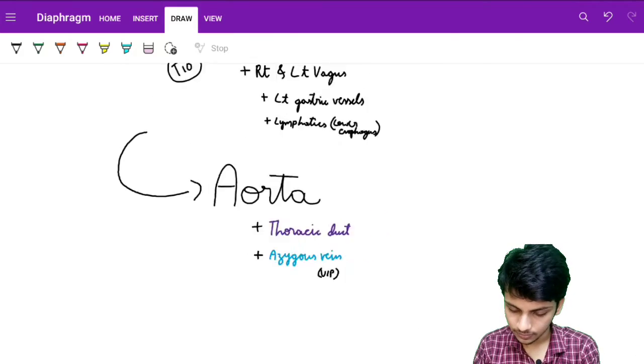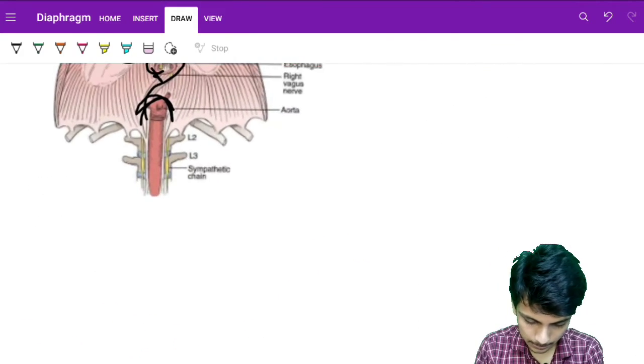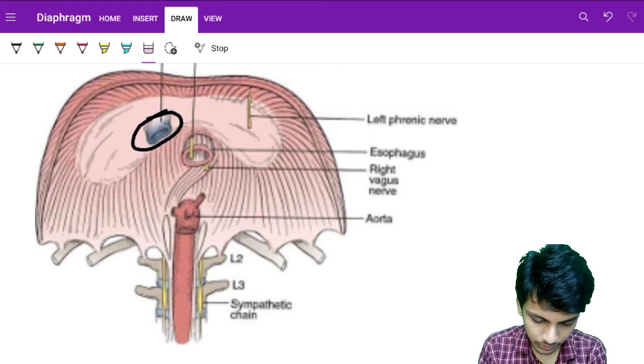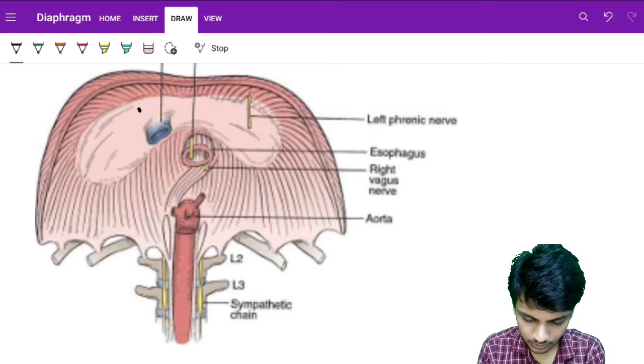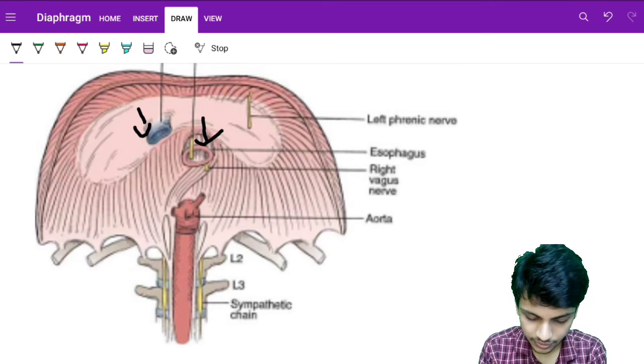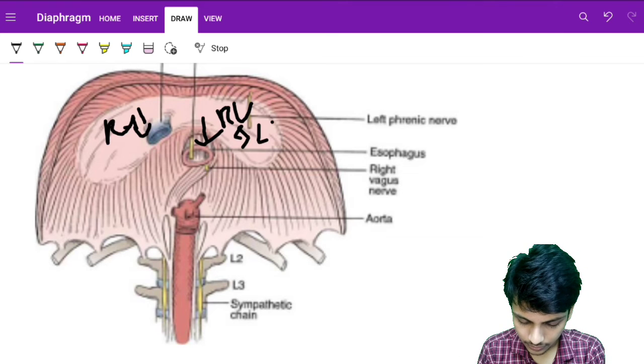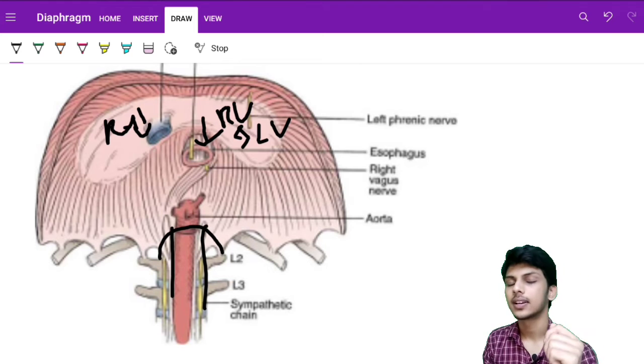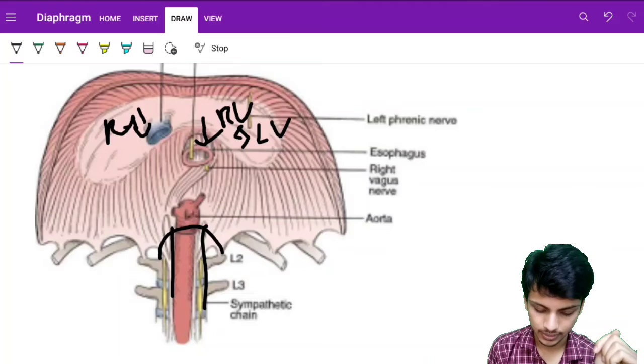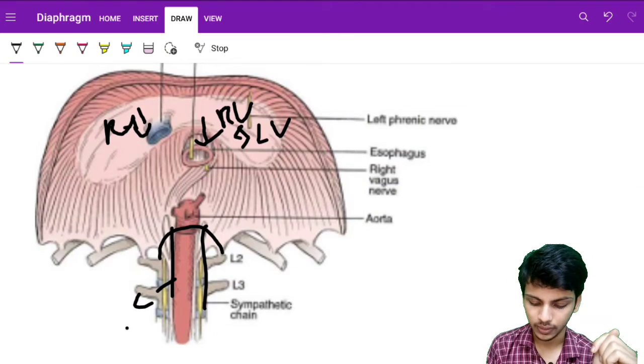Okay, see here, along with the esophagus, the right vagus nerve branches. Here, the right phrenic nerve branches. This is the right vagus and left vagus. And here we have the aorta. Along with it, there is the thoracic duct and, what else? There is the azygous vein, which is the VIP vein of the body.